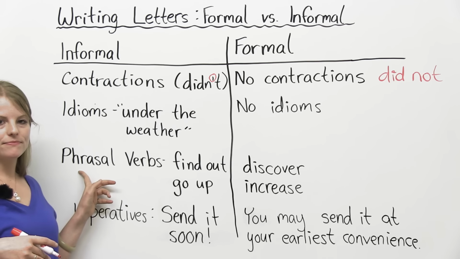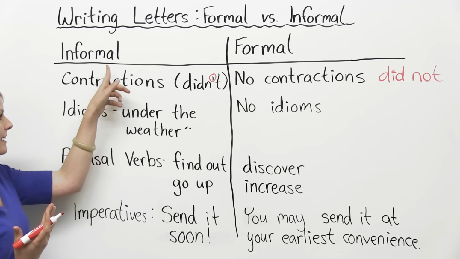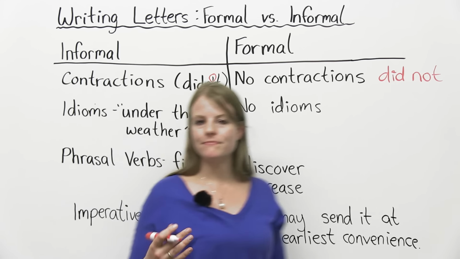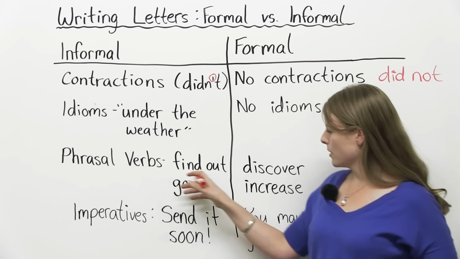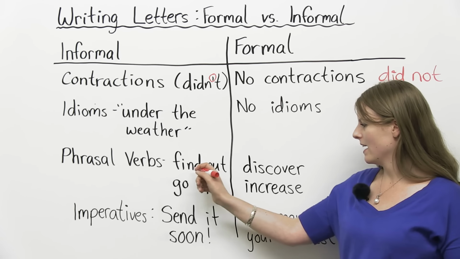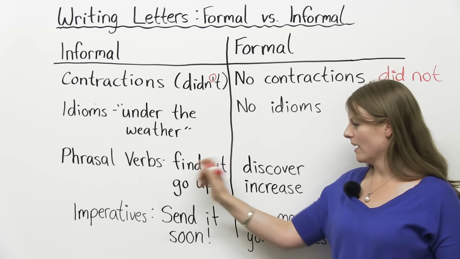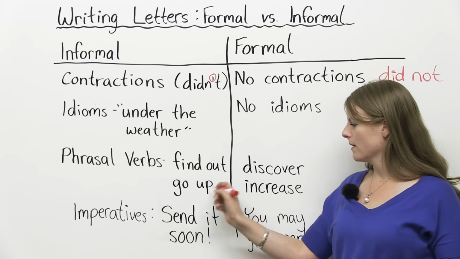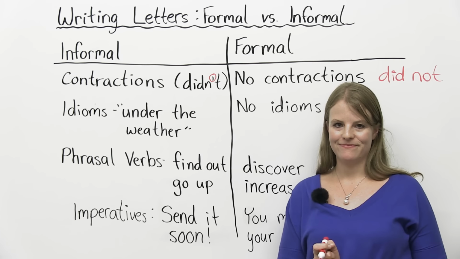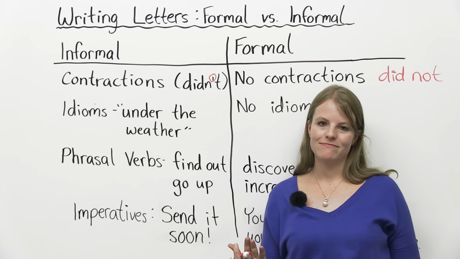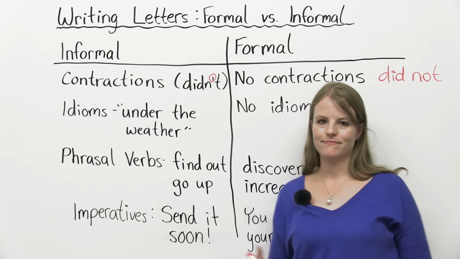Phrasal verbs. This is another thing we find in informal writing. What is a phrasal verb? It's a verb that has a preposition. Okay, so for example, find out. Find is the verb, out is the preposition. Go is the verb, up is the preposition. So the preposition adds a different meaning to the verb.